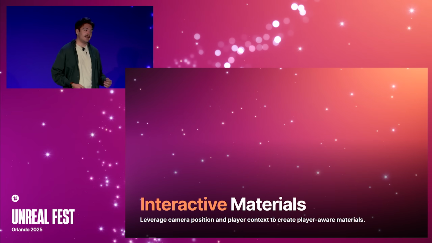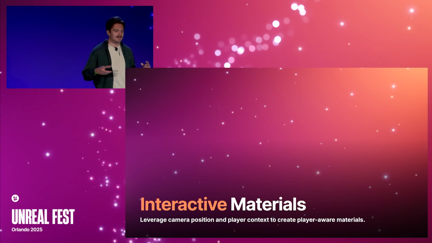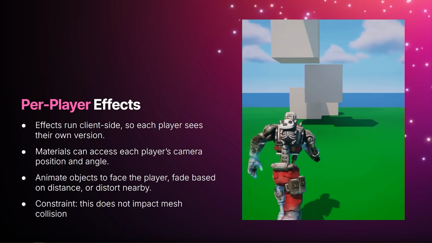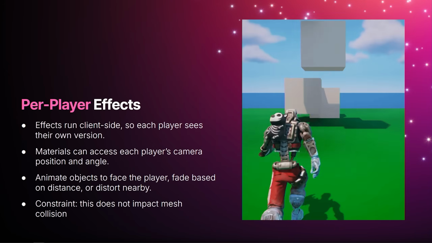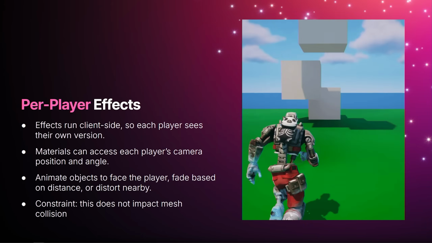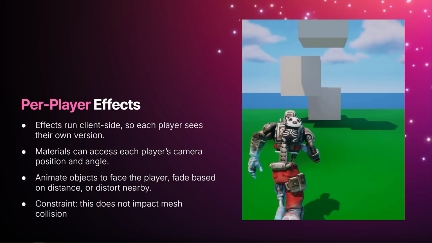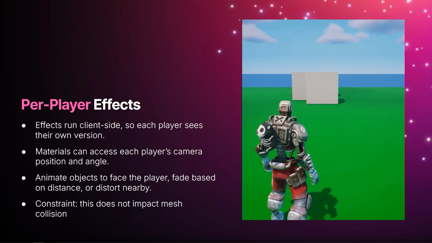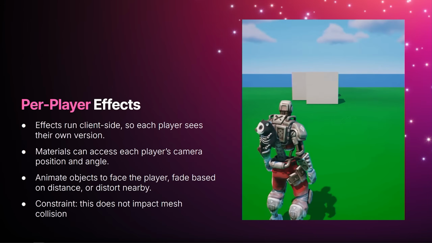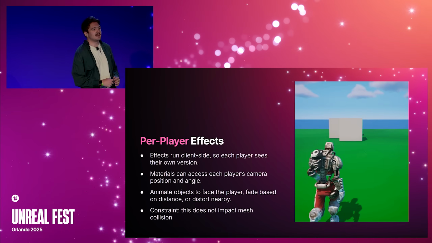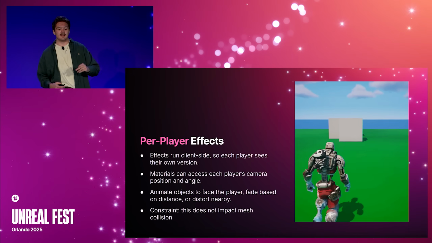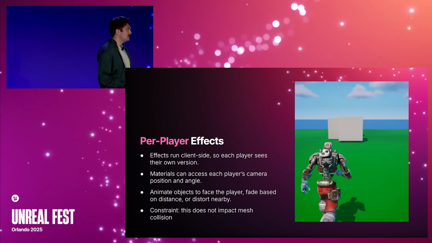Now we're going to go into how you can make interactive materials that can take the camera's data and react to players. The cool thing about materials is that because they run locally, they can use data to look different to each player. The main example of this is that materials have access to each player's camera position and angle. So you can do a lot with this. You can have them face the player, fade when you get far away from them. You can have them distort when you get close to them. But repeating what I said earlier, keep in mind that it does not affect the collision of the mesh. So if you want them to move out of the way, the actual collision would not move. So you need to keep that in mind.